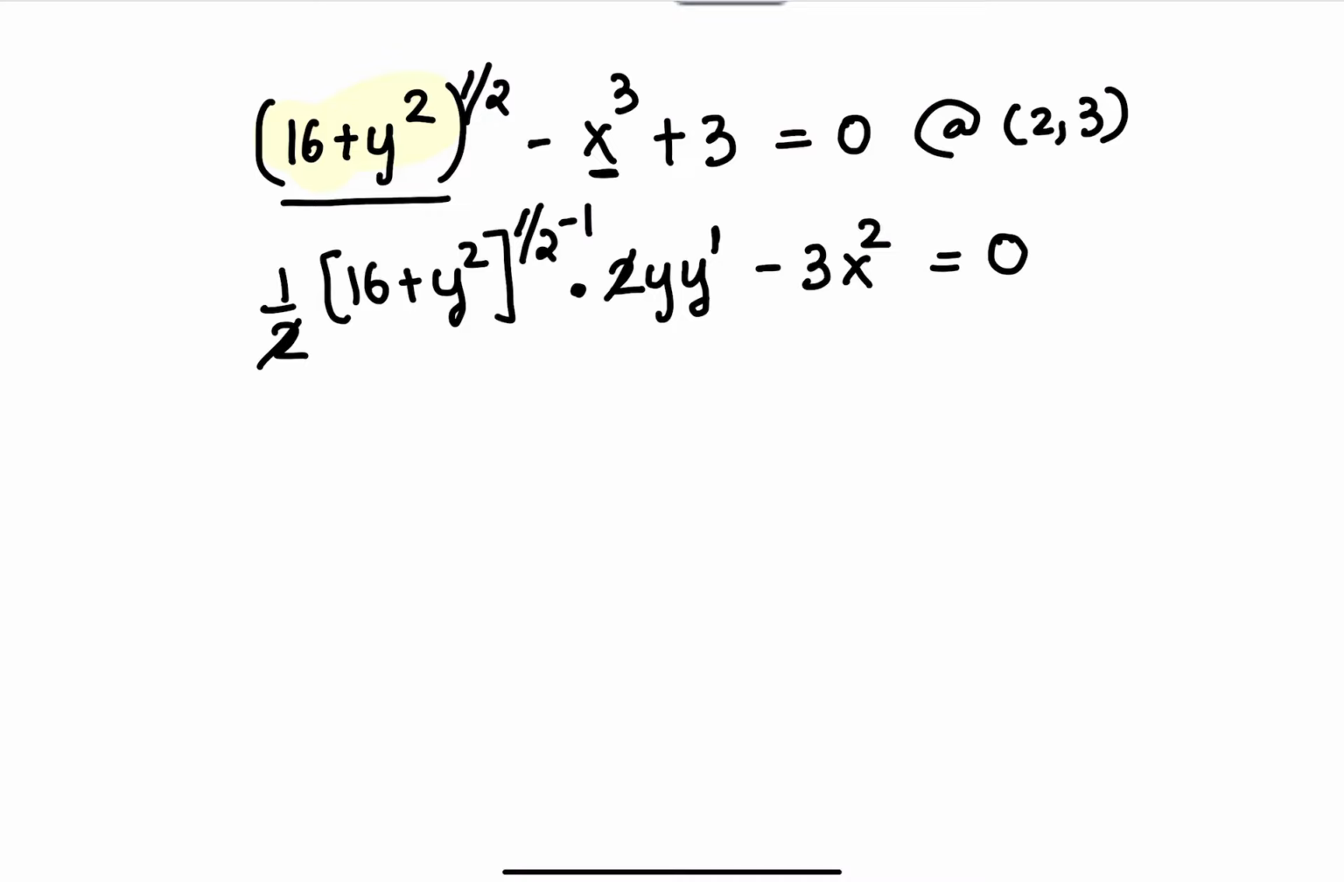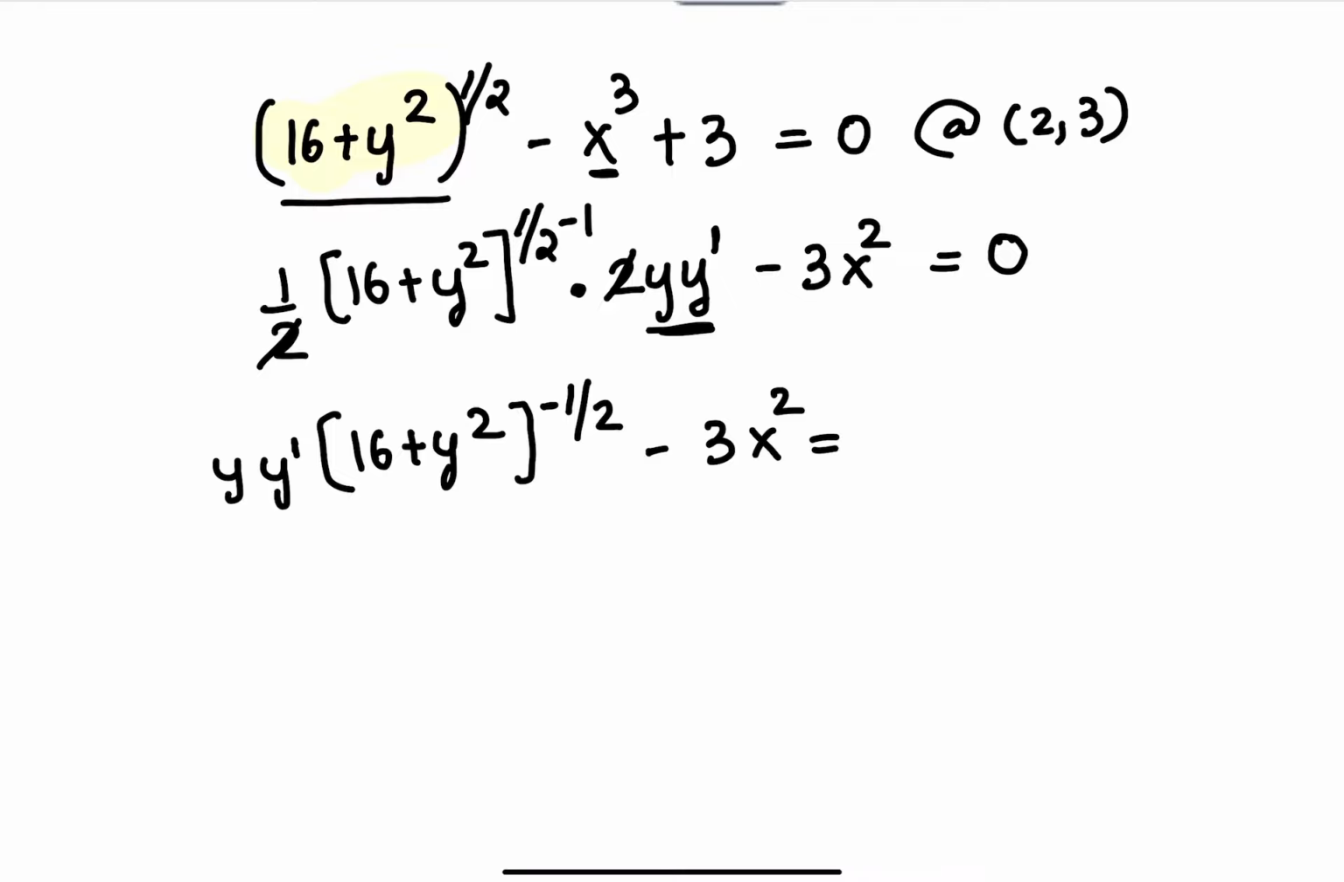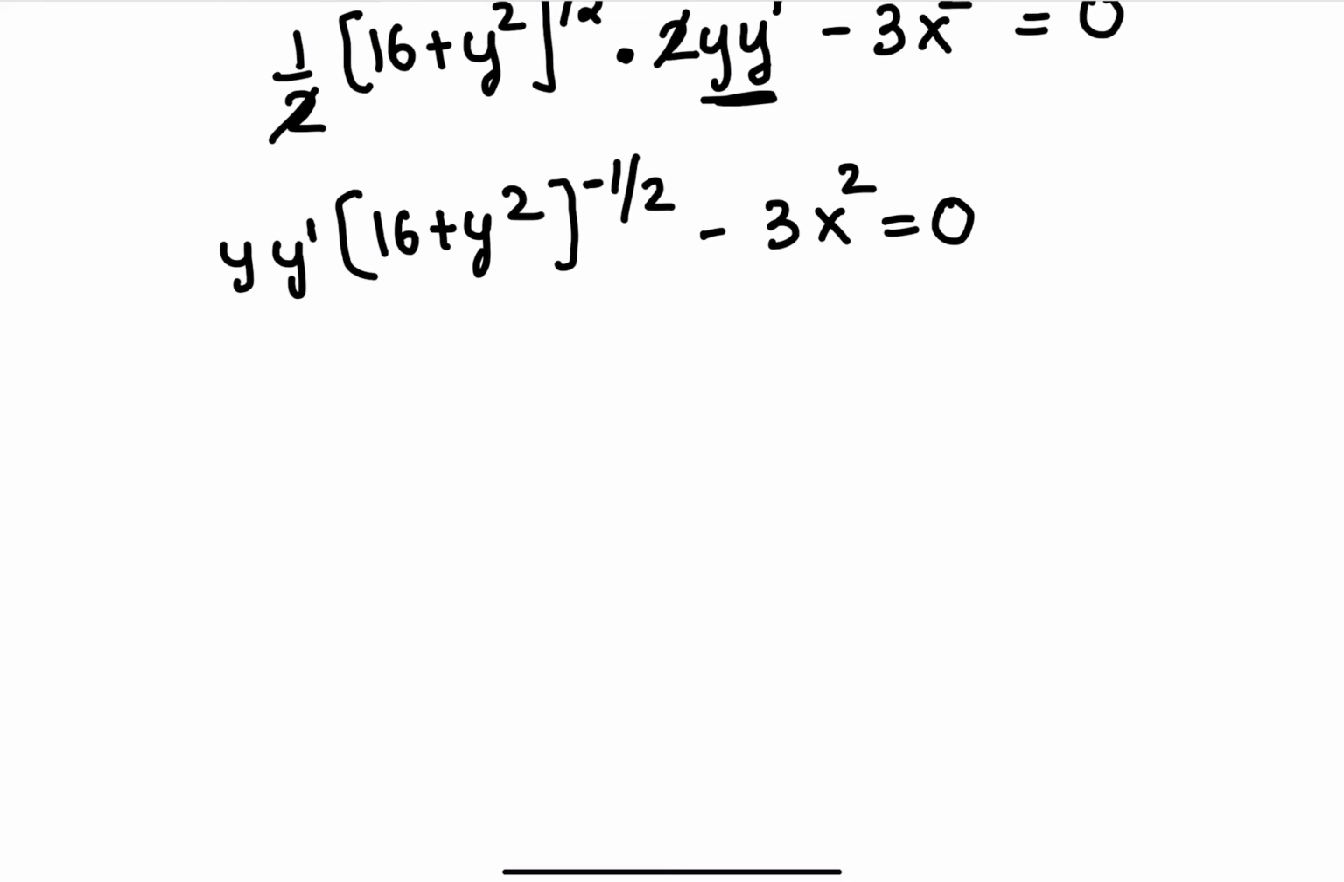Now 2 and 2 cancel each other. So I have 16 plus y squared to the power negative half, right? Because half minus 1 is negative half, times, I'm going to rewrite this one in the front, y times y prime minus 3x squared is equal to 0. Remember, my goal is to solve for y prime.